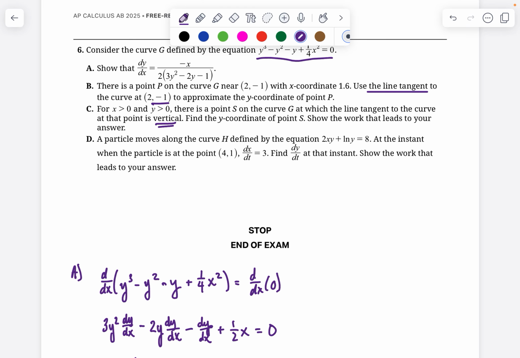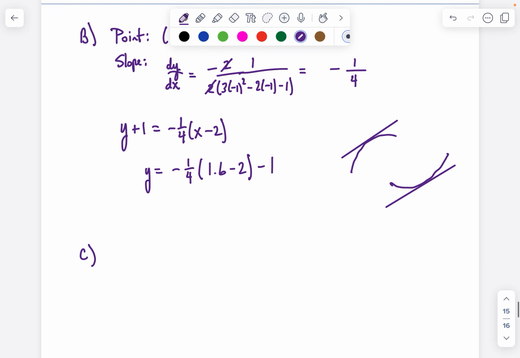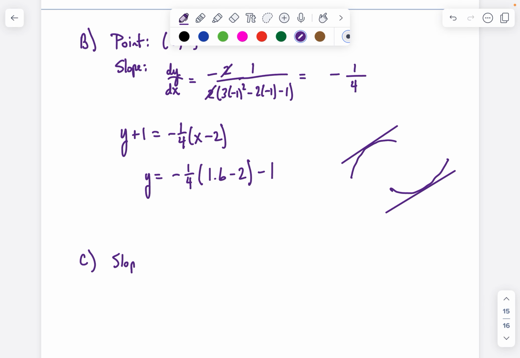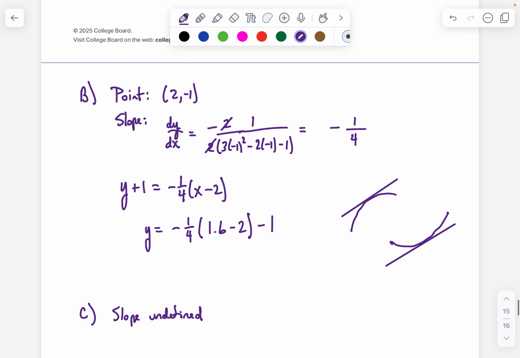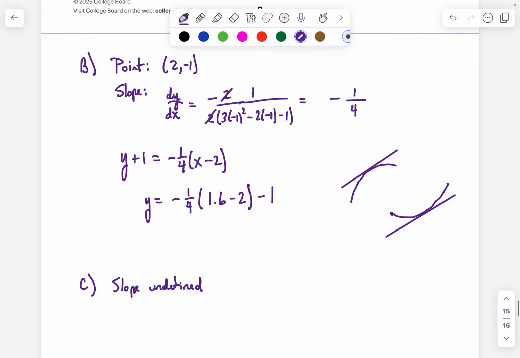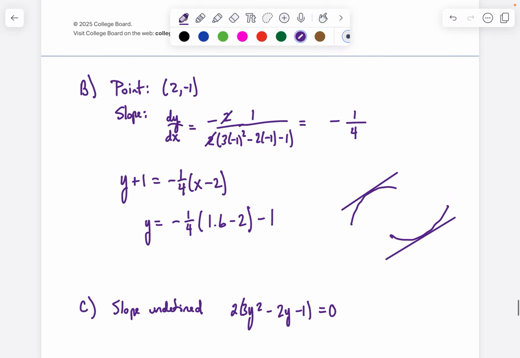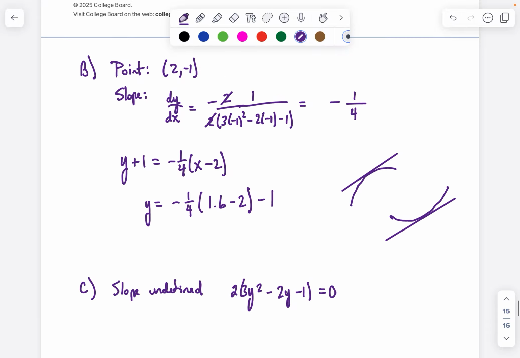So if we know that the tangent line is vertical, that means that its slope is undefined, right? So if the slope is undefined, then we know that that would happen when the denominator is equal to 0. So we can set that 2 times 3y squared minus 2y minus 1 equal to 0. And you want to write that out because you're showing that that is when that slope is undefined.